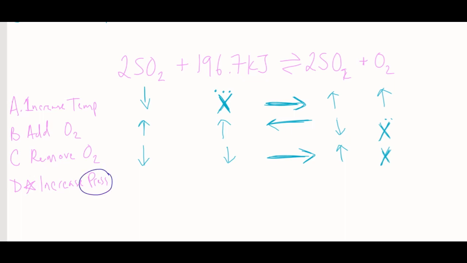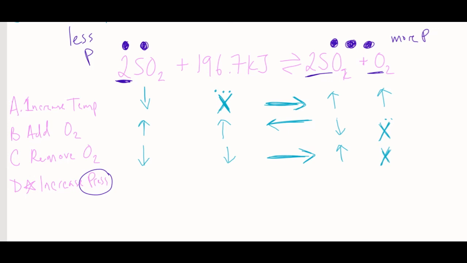Now this last one, pressure, okay, I said pressure depends on the molecules. So over here, we have two SO3s, and on the other side, we have two SO2s and an oxygen, okay? So we have two molecules on the left and three on the right. The more molecules there are, the more pressure there is, okay? So the right side has more pressure and the left side has less pressure.